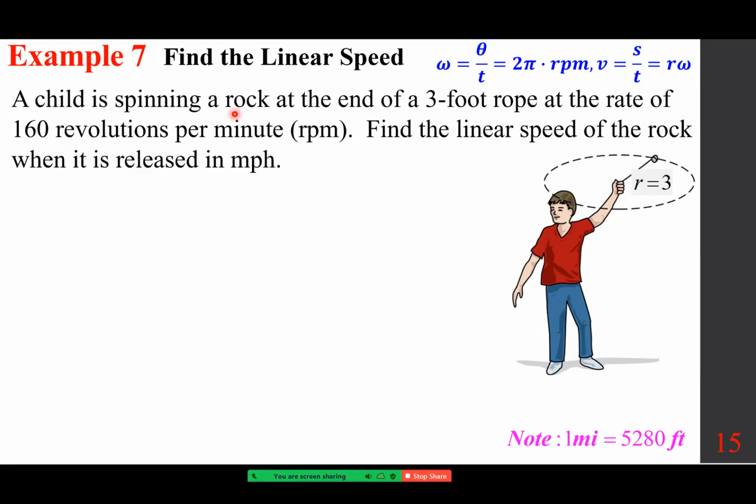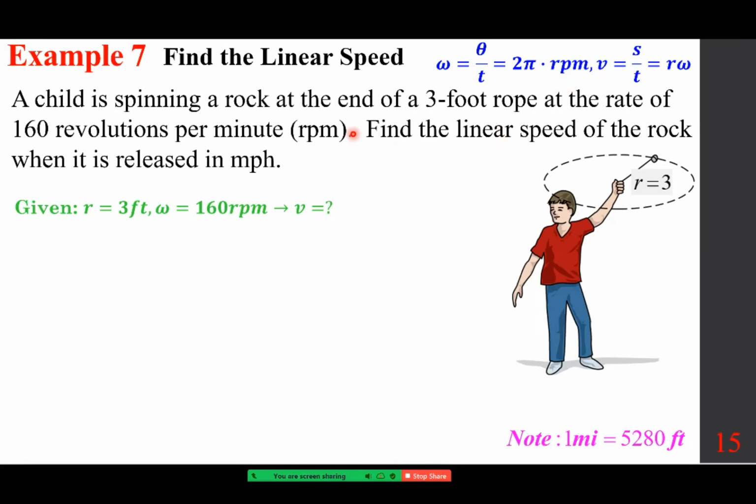We know that the radius is 3 feet and 160 revolutions per minute RPM is omega. So R is 3 feet, omega is 160 revolutions per minute, and V, the linear velocity, is missing. And I put some formulas here to remind you. Omega is defined as theta over T, and it is the product of 2 pi times RPM. It could be revolutions per minute. Sometimes we have RPS, revolutions per second. We may even have RPH, revolutions per hour, or even RPD, the revolutions per day. So whatever the units of time is.